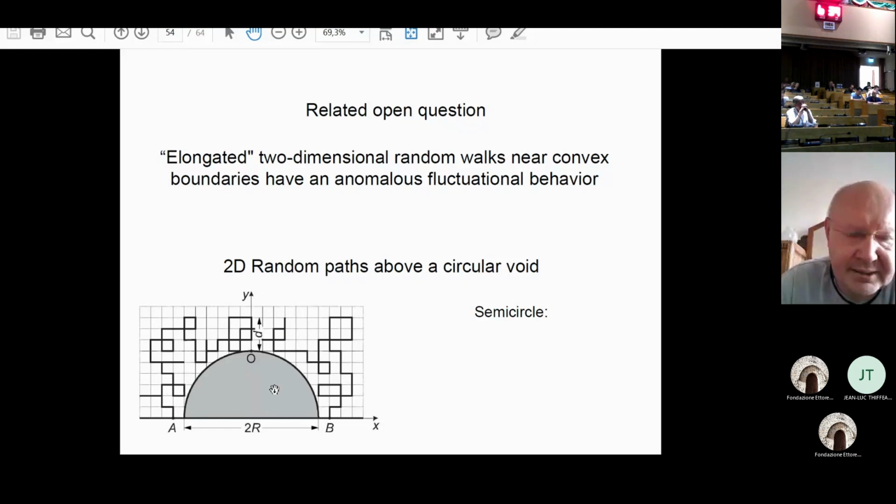It cannot enter inside this gray region. If this random walk is very long, such that the number of steps is much bigger than the size of this semicircle, say the number of steps is of the order of the square of it, then the picture is not very appropriate: we have a very long loop and a rather small convex part. Then we are interested in what is the typical span of this trajectory above the point O, here or here, everywhere.